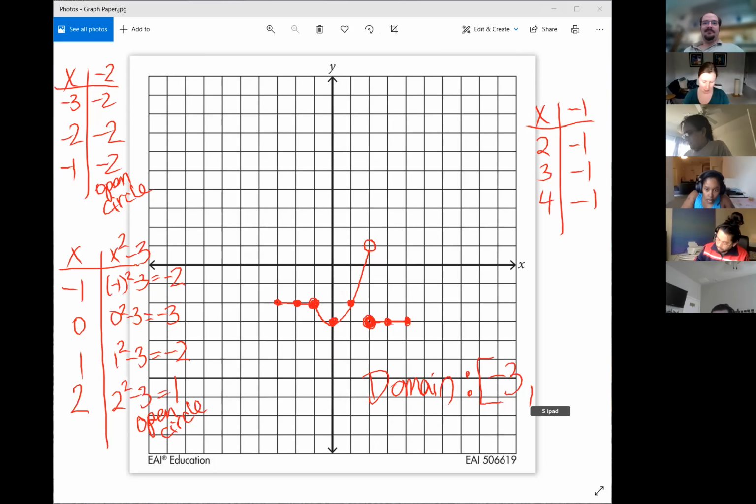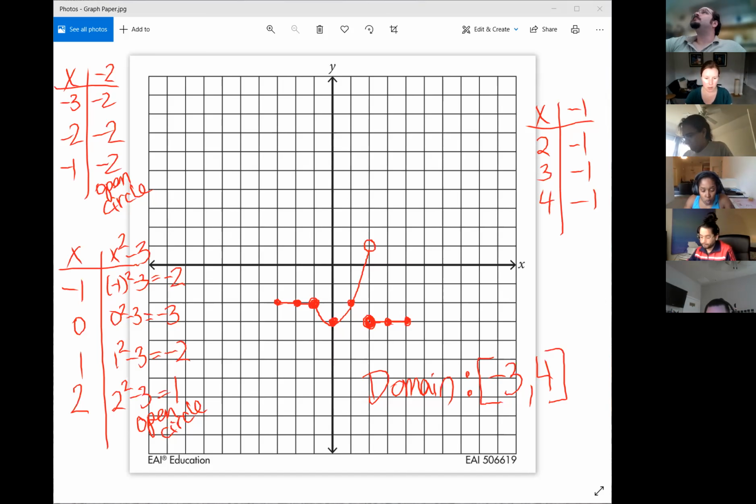Comma. And then what's the highest, largest x we can have? 4. And that's also a bracket, right? Because it's equal to. It's a closed circle. So -3 and 4 are both brackets. They're both closed, and that means closed circle. Same thing. Okay, all right.